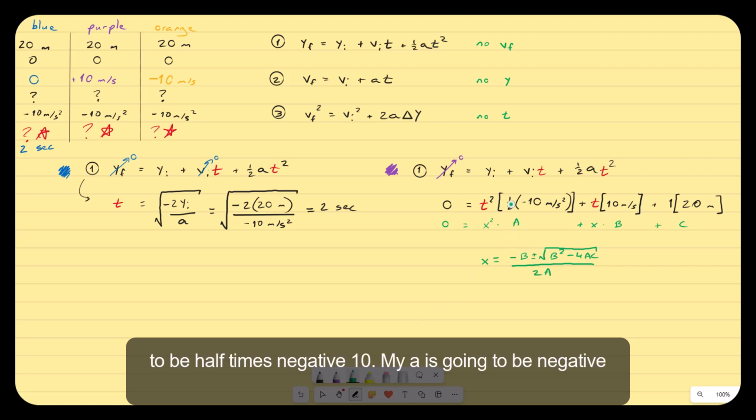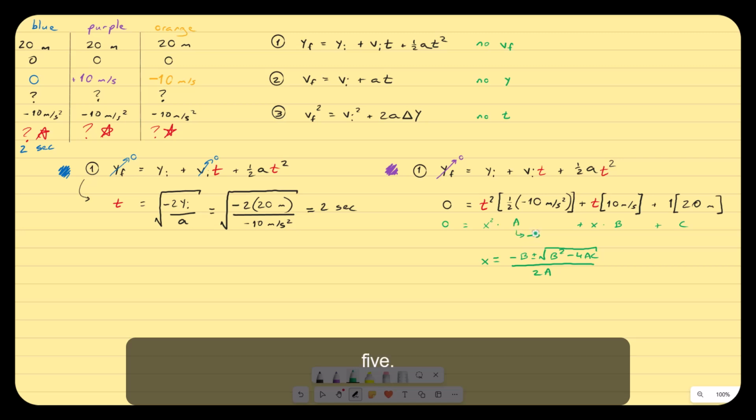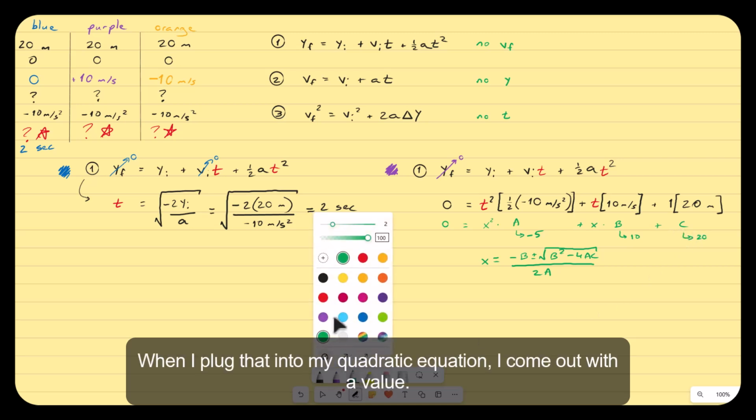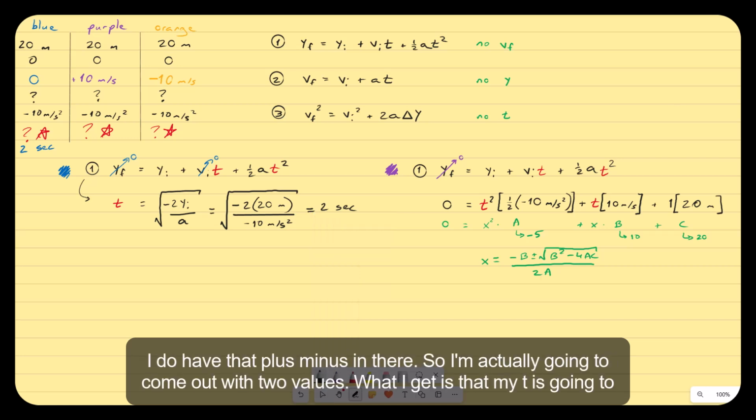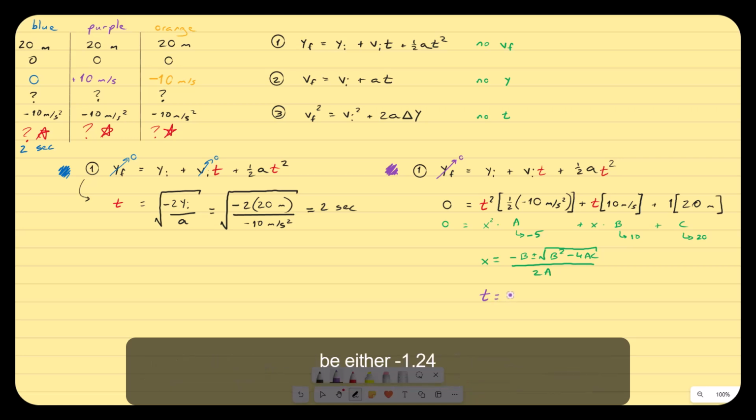So what I get here, my a term, is going to be half times -10. My a is going to be -5. My b is going to be 10. My c is going to be 20. When I plug that into my quadratic equation, I come out with a value. I do have that plus minus in there, so I'm actually going to come out with 2 values. What I get is that my t is going to be either -1.24 seconds or 3.24 seconds.